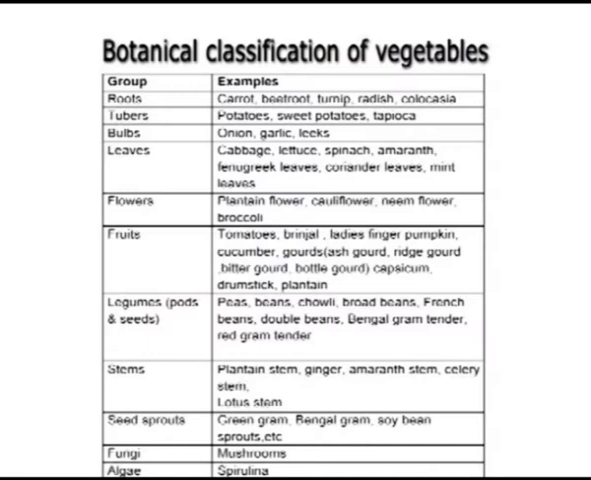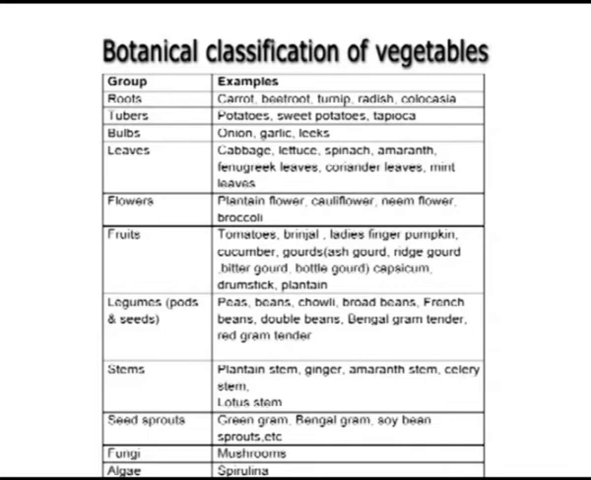I am going to start with the classification of vegetables. As I said earlier, the vegetables are classified based upon the parts of the plants which they represent. So, they are classified as root vegetables, examples: carrots, beetroots, turnip, radish and colocasia.